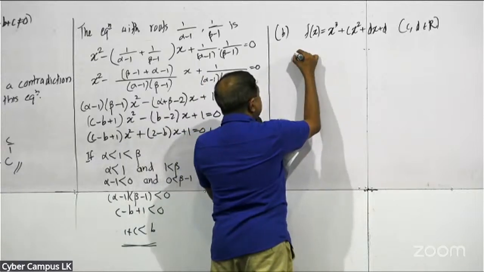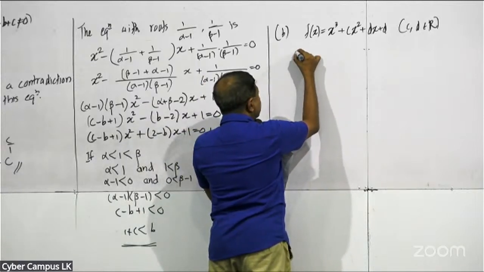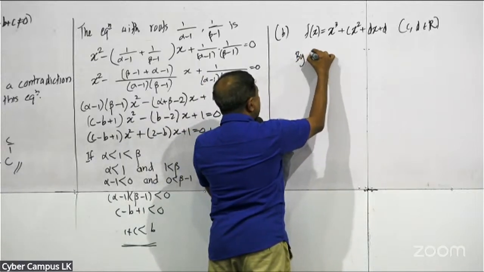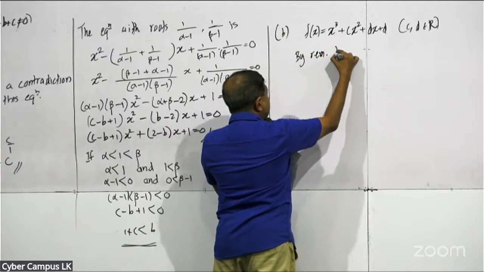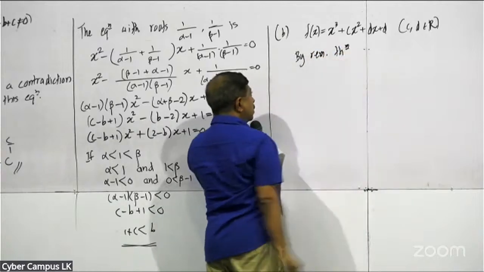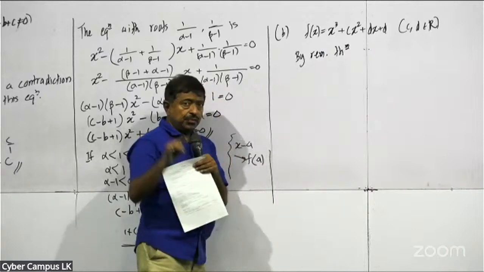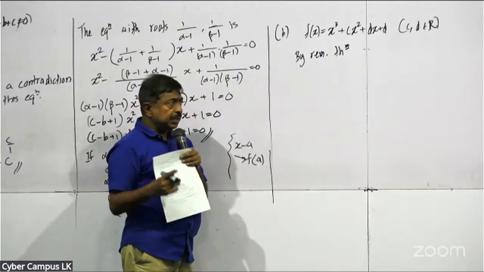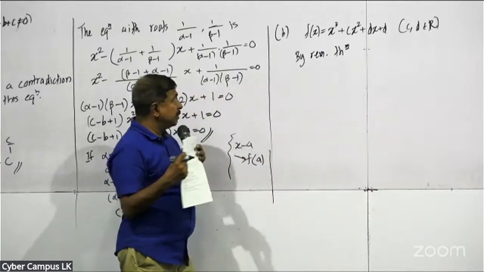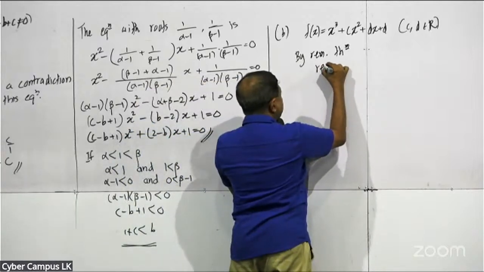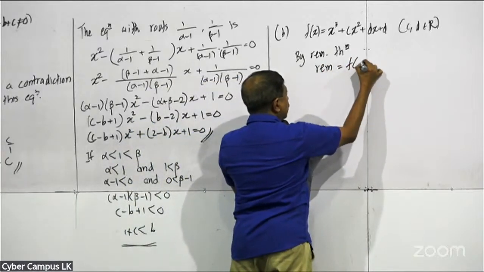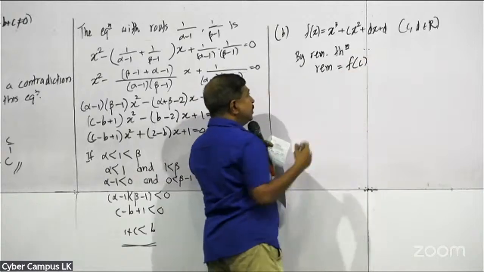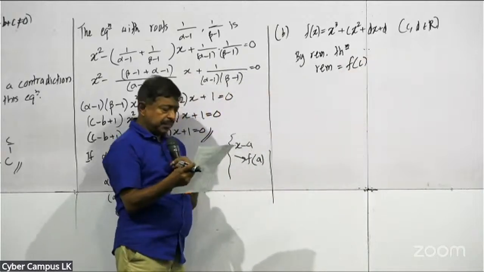So, by the remainder theorem, when you divide something by x minus c, the remainder will be f of c. And the remainder is given in the problem, right?